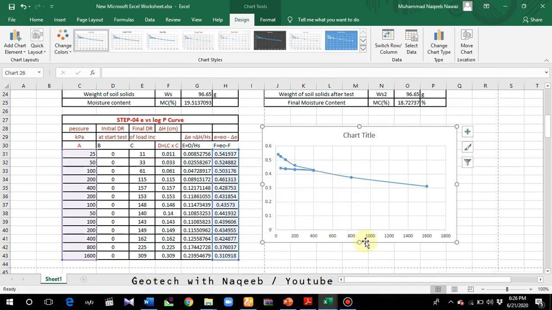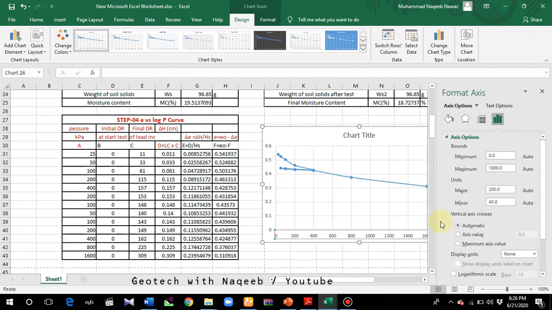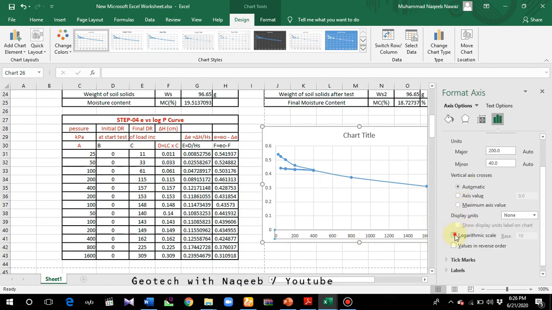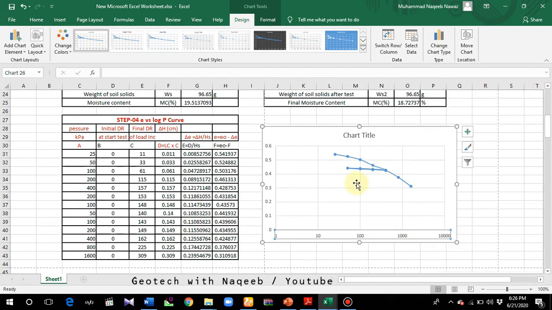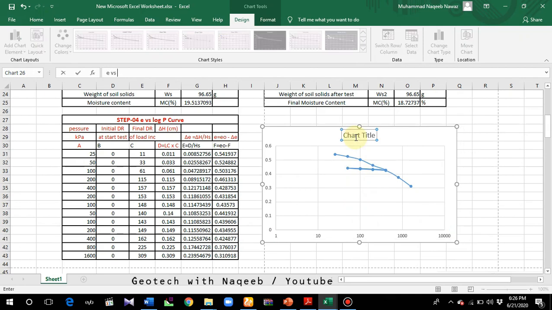Yes, now the graph is plotted. The next step is to convert these values into log scale. So I will select this, double click, and here I will select the logarithmic scale, and now the graph is okay. Now the E versus log P graph is plotted.